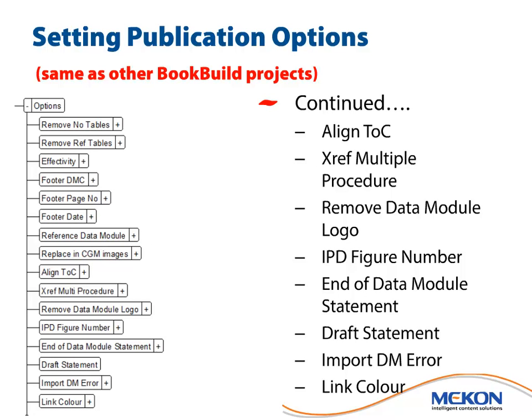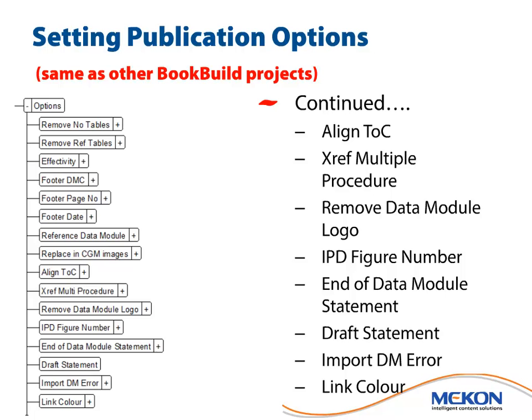Continuing now with the global reference options for the publication. What the next item enables you to do, when you're creating tables of contents, is to have the table, the reference and the actual heading either centered or aligned to the left. Remove the data module logos. Some of the later data module structures enable you to include a logo.